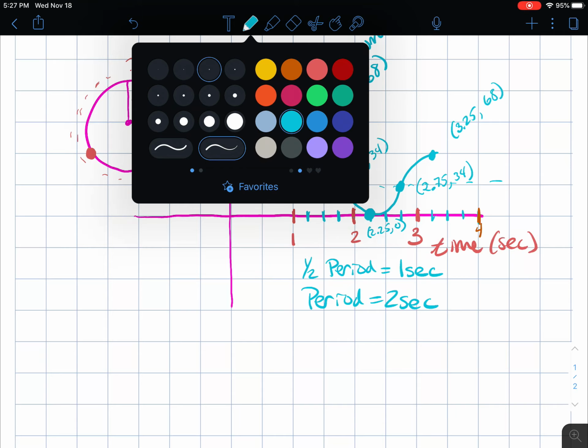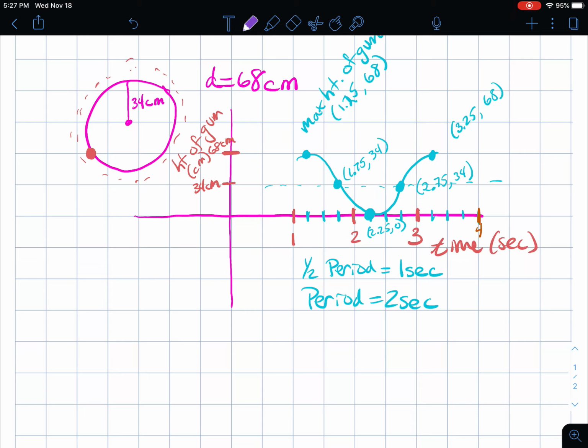So for this one, let's do this. We'll do h of t, so this is the height of the gum in seconds, is 34, that's my amplitude, cosine function. Now, we actually need to do this. 2π over b equals 2π, and the period is 2 seconds. So 2b equals 2π. B is π. So everyone, whether you have sine or cosine, you should have π here as the b value.